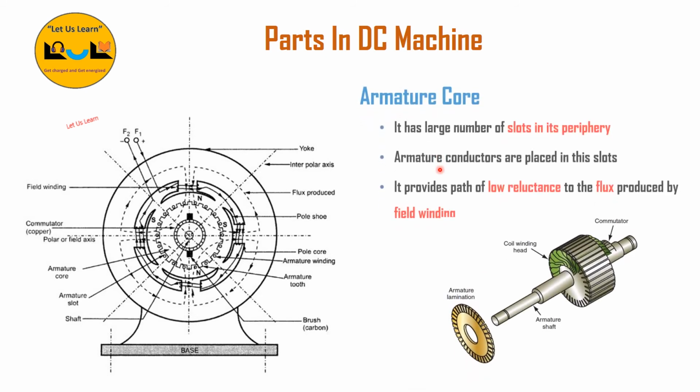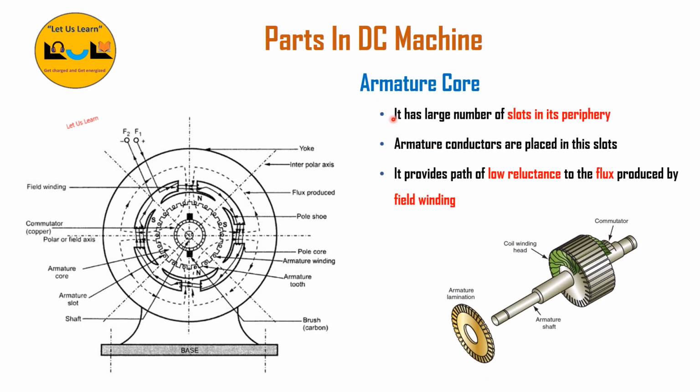Following that, we are going to discuss the armature core. It has a number of slots in its periphery. Armature conductors are placed in its slots. It provides a path of low reluctance to the flux produced by the field winding. So this is called the armature core. See here, it is given as the armature core, and armature conductors are placed in the slots.